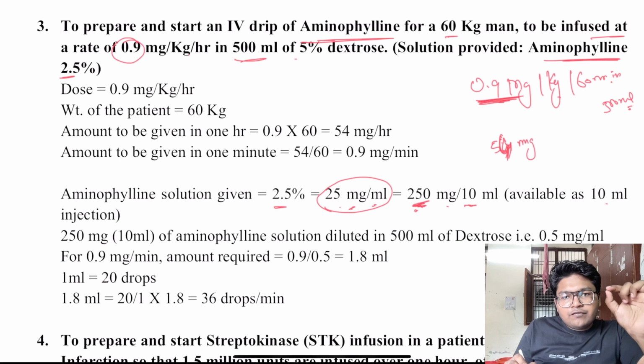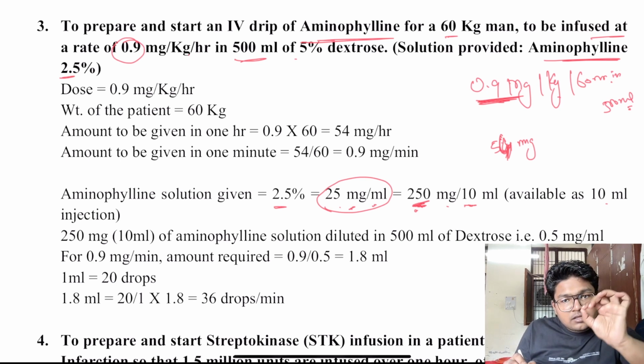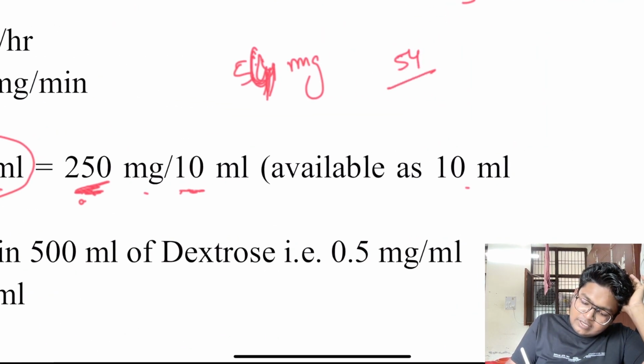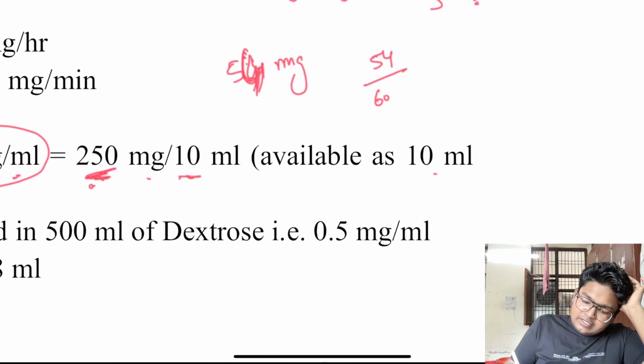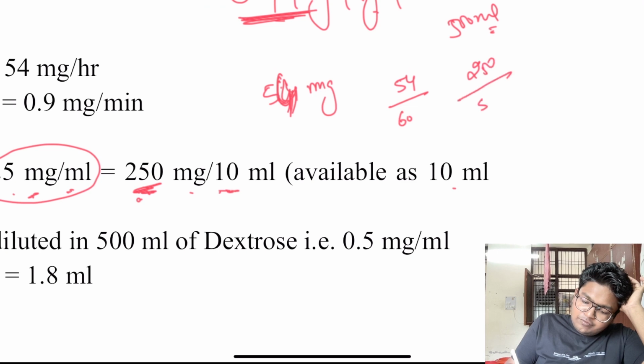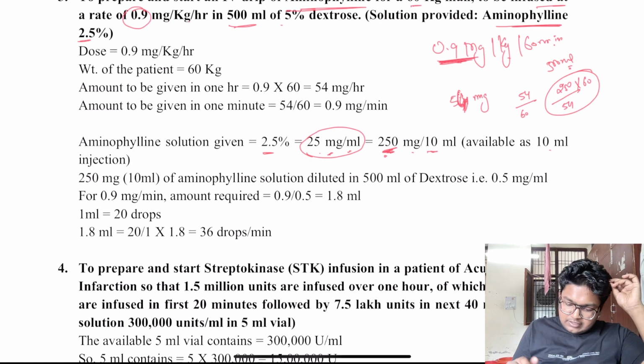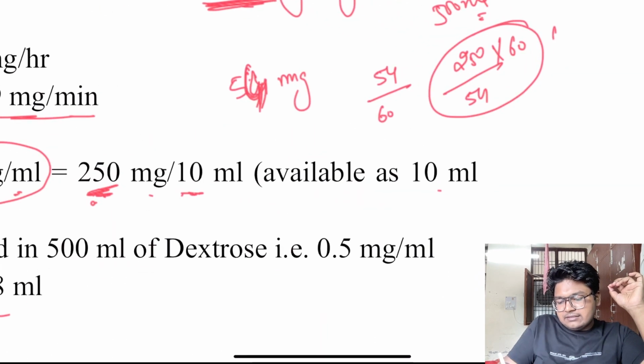Okay, the person requires 54 milligram per 60 minutes, and we have 250 milligram. So we can write 54 milligram per 60 minutes he requires, and we have 250. Then 250 upon 54 into 60, this will be the time. Like 54 upon 60 is 0.9 milligram per minute, and we will divide 250 by 0.9. This is the first method.